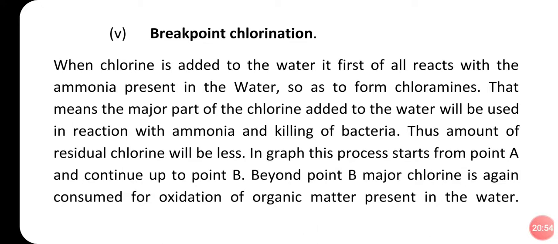When chlorine is added to the water, it first of all reacts with the ammonia present in the water. So this is the first method I had told. When chlorine is added to the water, it first of all reacts with the ammonia present in the water so as to form chloramines. That means the major part of the chlorine added to the water will be used in reaction with ammonia and killing the bacteria. So soon after adding the chlorine to the water, it first reacts with the ammonia present in the water, and thus the amount of residual chlorine will be less.